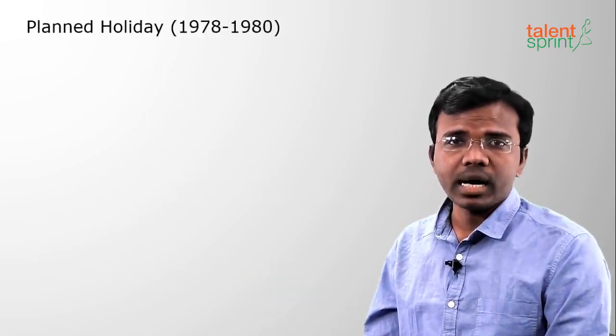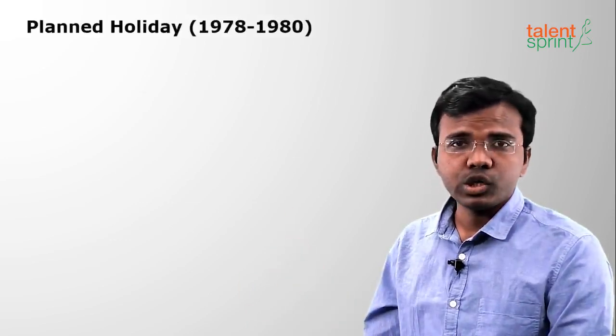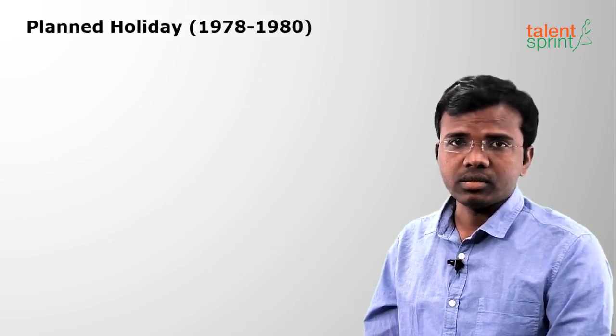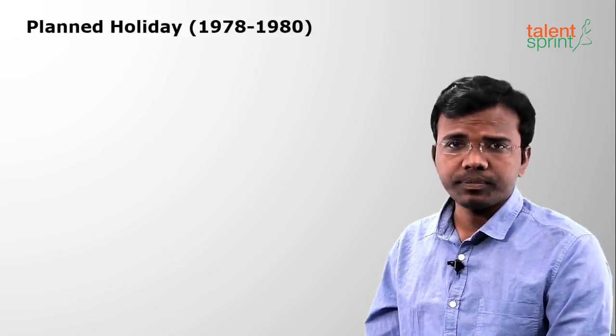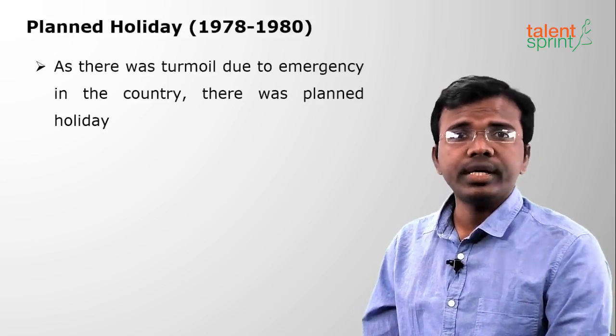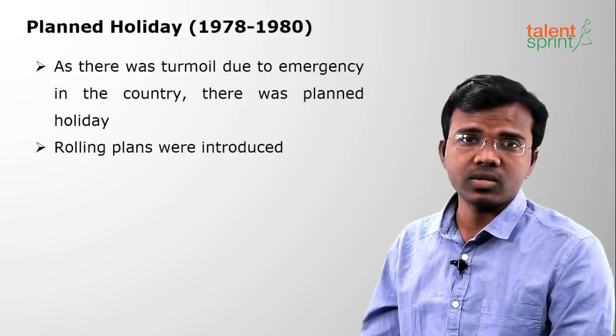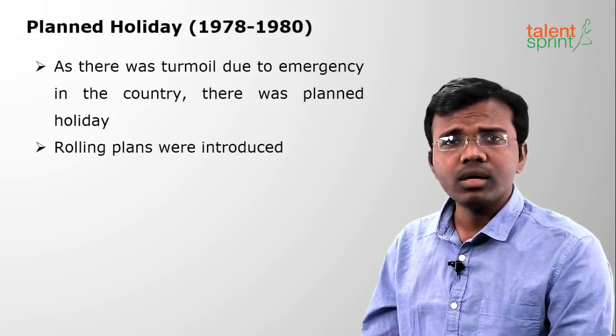So as there was turmoil in the country, again there was planned holiday number 2 from the years 1978 to 1980. So as Janata Party came into power, it has stopped these 5-year plans because of the turmoil in the country due to internal emergency in the country. So rolling plans were introduced during this 5-year plan. What do you mean by rolling plans?